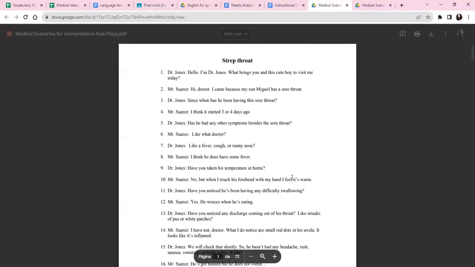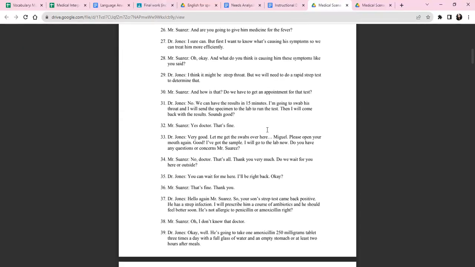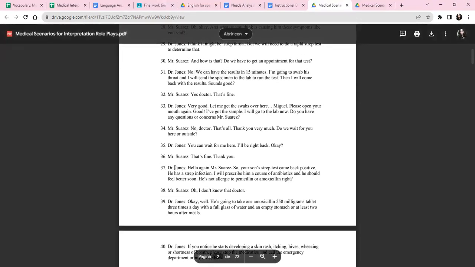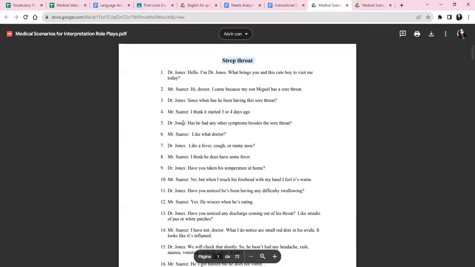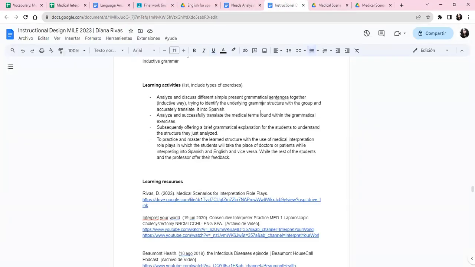As you can see here, there are different topics for the different classes, and we will first focus on identifying the simple present sentences that we see here. Then we will analyze them with the group in order to identify the underlying grammar structure, and then analyze and successfully translate the medical terms found within the grammatical exercises.